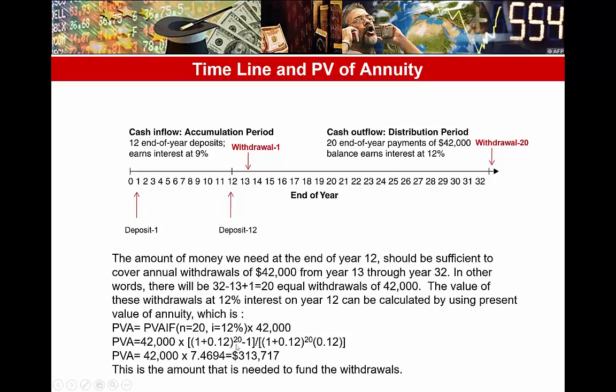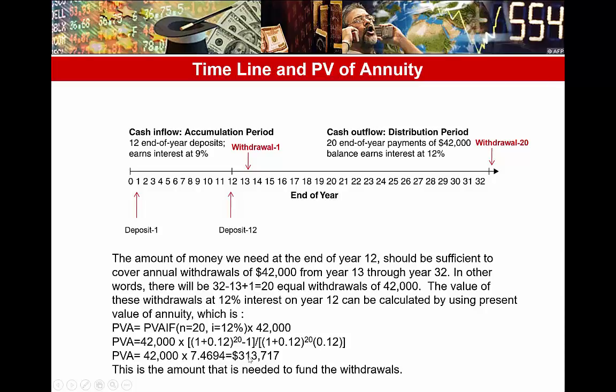And when we plug in the numbers, we get 7.4694 as the present value of annuity interest factor. When we multiply this with 42, we find out the amount that is needed as of the end of year 12.